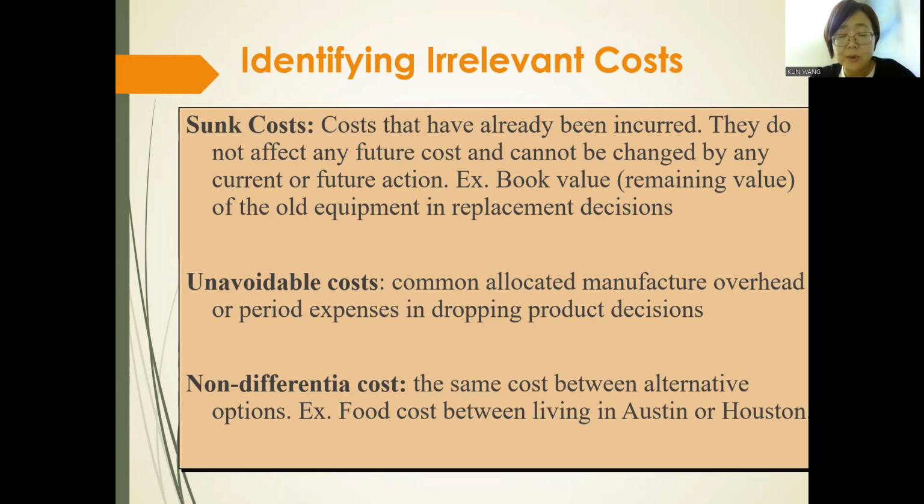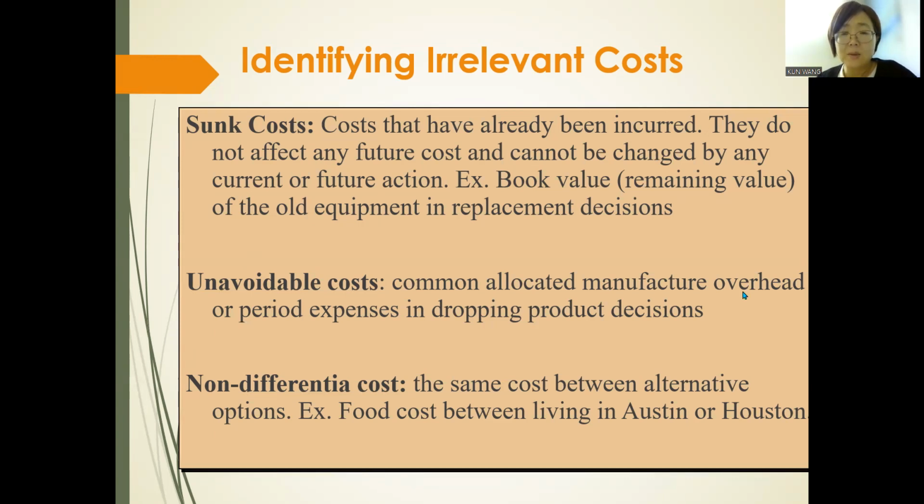Finally, the non-differential cost items between the different options. For example, if you choose to live and work in Austin or Houston, the food cost will not be much different. So you may say the housing cost matters, the commute cost matters, and the entertainment cost. But the food cost pretty much will be similar between the different cities. In that case, when you compare the two options, we can drop the food cost as a differential item in the decision making. Okay, so those are three types of common irrelevant cost.